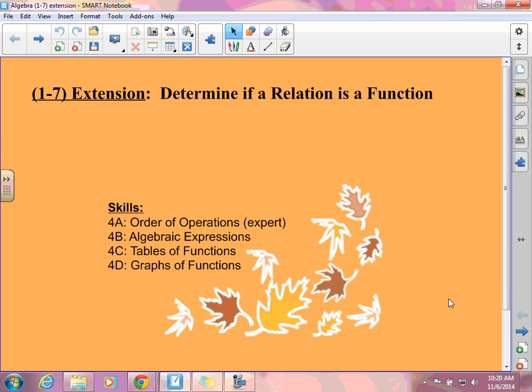Okay, so for today, we're going to do extension 1.7. You're going to find it after section 1.7 in your textbook. So it's going to be right after that. And you're determining whether the relation is a function. Some of the things that we've learned already are going to help you with today's assignment and today's lesson.